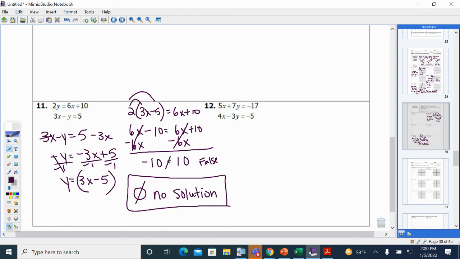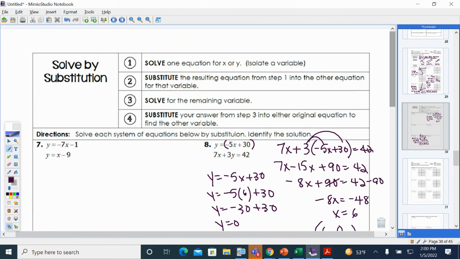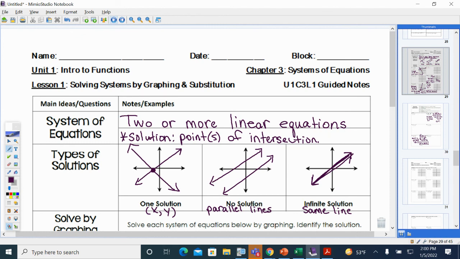Just for a quick little tidbit of information, on number 12, I would not use substitution on a question like number 12 because every single one of my variables has a coefficient. And if I were going to use solving by substitution there, it would create a lot of fractions. And there are other methods that we could use that would be easier than substitution, creating all those lovely little fractions. So there are your notes for Unit 1, Chapter 3, Lesson number 1.